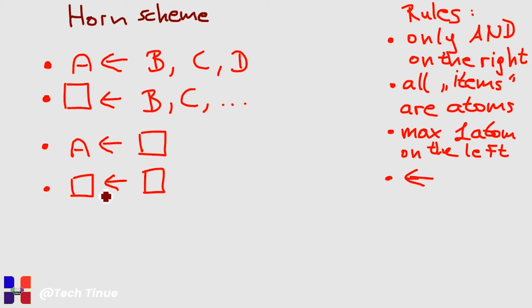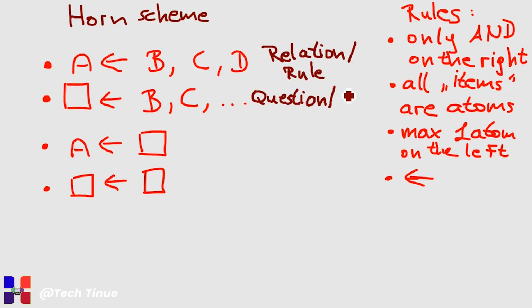Now we want to give each of these patterns a name. The name of this one is a relation or rule. The name of this one is a question, or sometimes also referred to as the goal, or the goal clause. This one is called a fact, and this one is an empty clause. Why is it an empty clause? Because it's empty on the right and empty on the left.